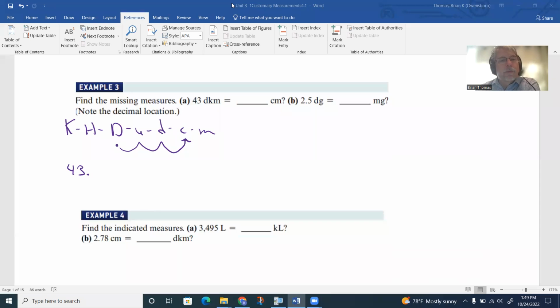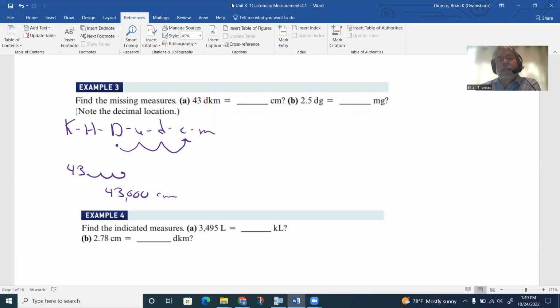So since 43, the decimal's on the end, I have to move it 1, 2, 3 places to the right, which means I have to add 3 zeros for placeholders. So in the end, this becomes 43 with 3 zeros. So in other words, it's going to be 43,000 centimeters.